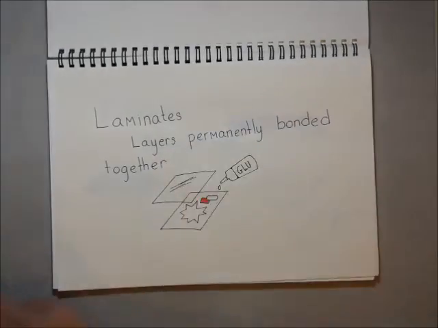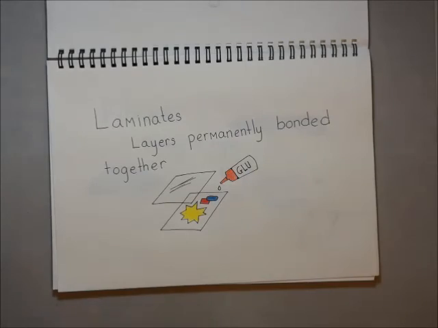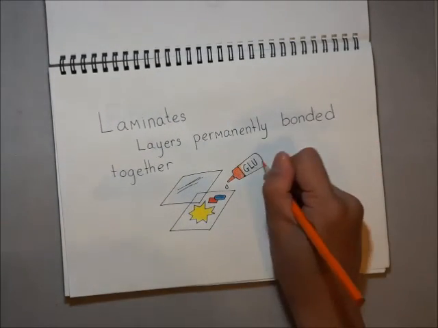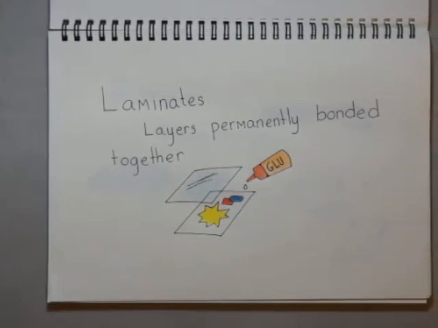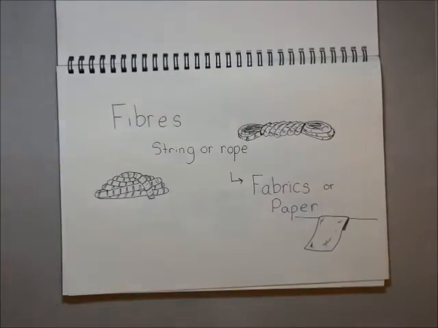Firstly, laminates. This is simply a material that is made up of layers. These layers are permanently bonded together, making the material behave as one material. An example of this is simply gluing a plastic sheet over paper to make the paper waterproof. This counts as a composite material.